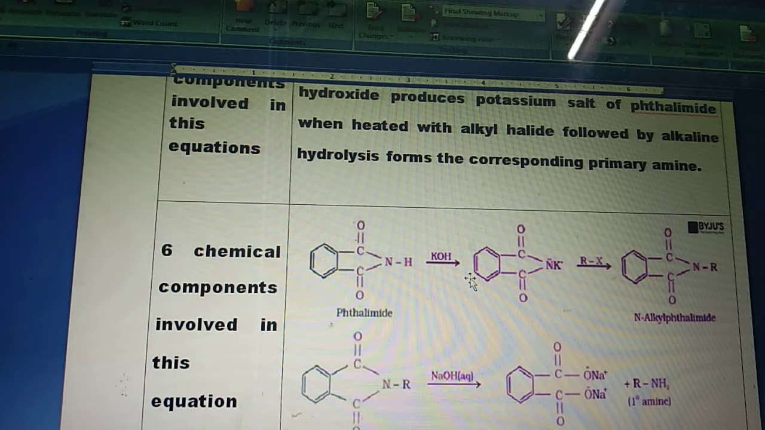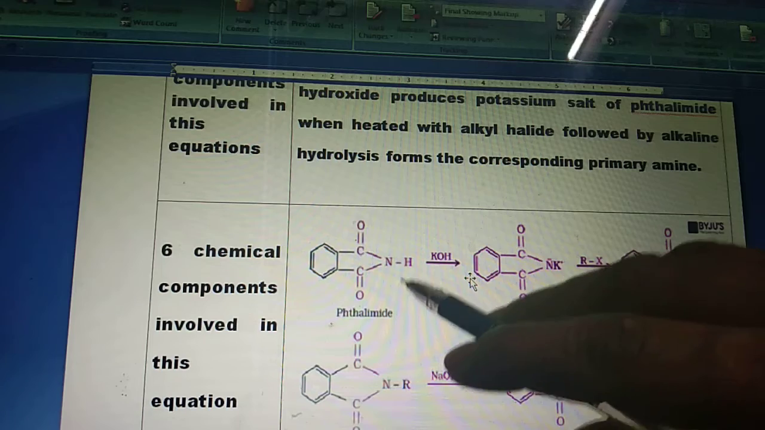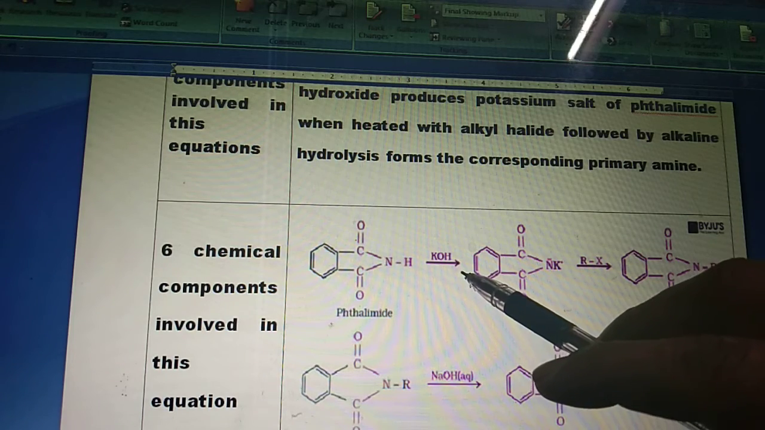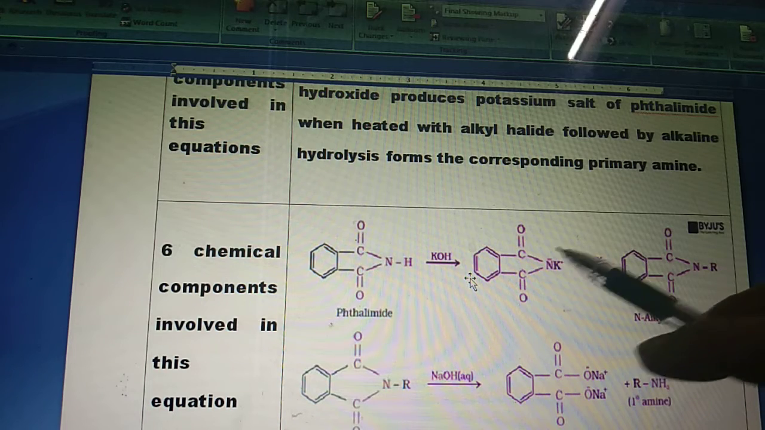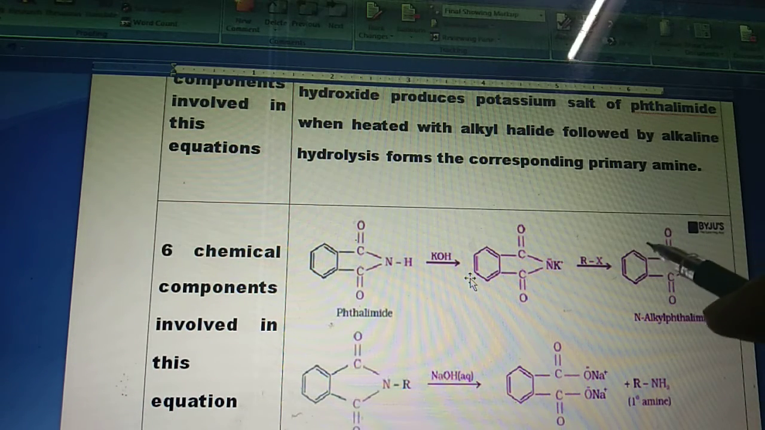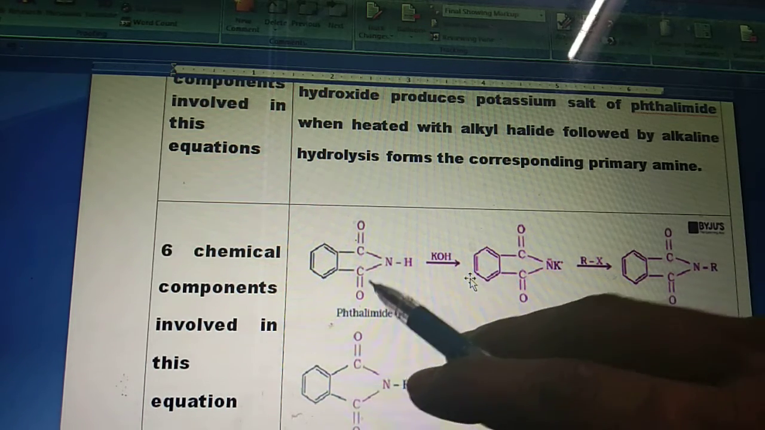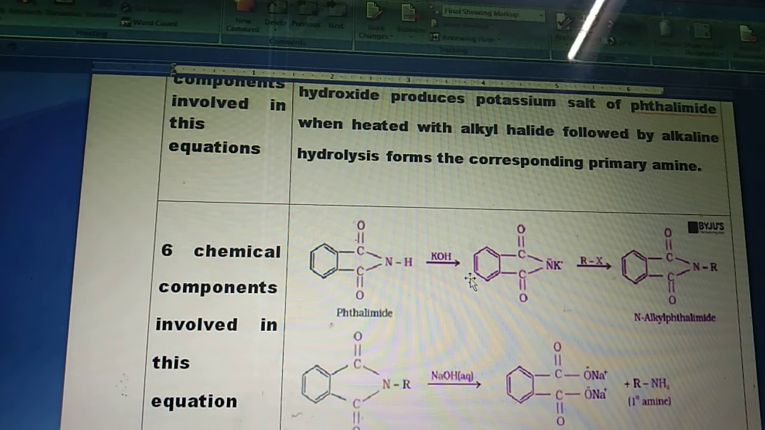What are they? The phthalimide. So we are drawing this equation and putting CO and NH. Then KOH, potassium hydroxide. Then we are putting this equation. So like this you will be drawing step 1, then component 1, component 2, component 3, component 4, component 5.